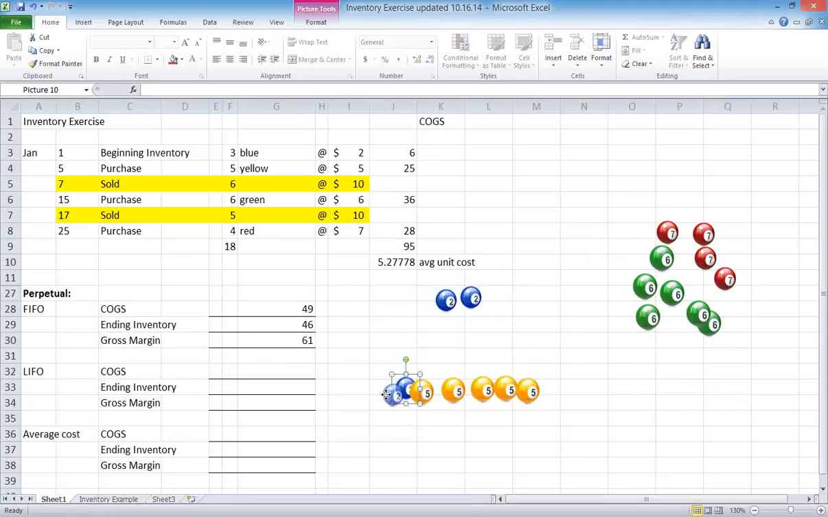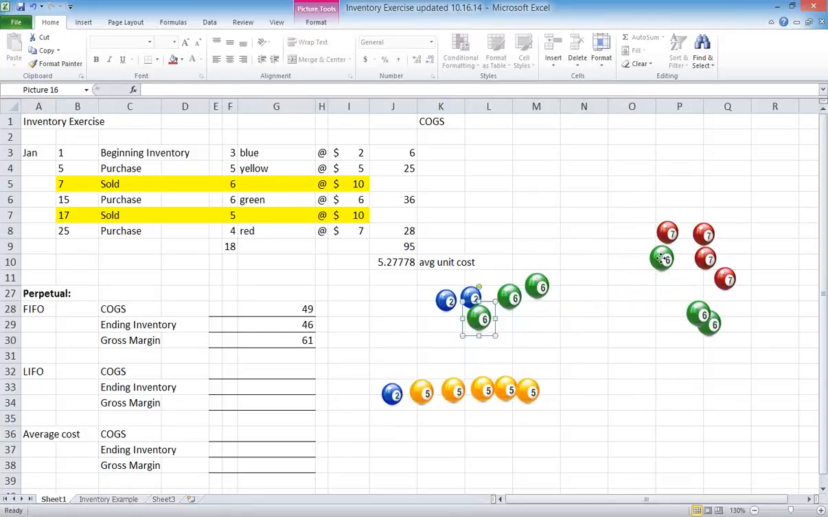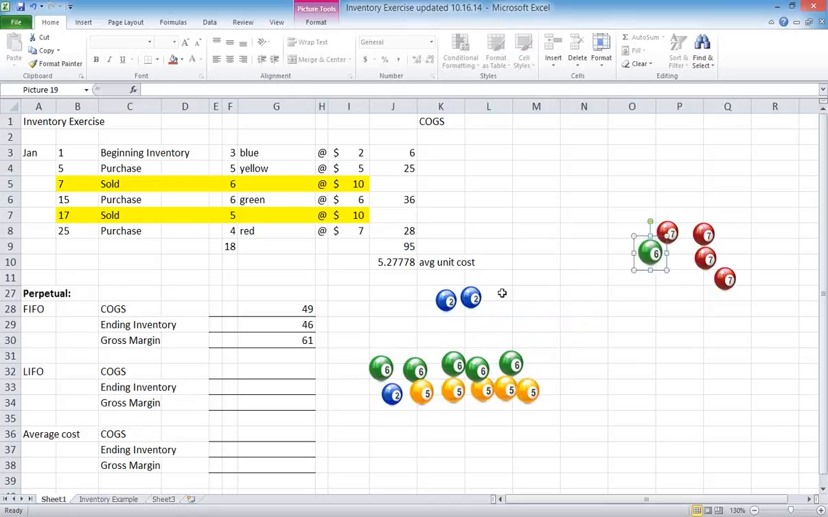So these are my solds down here. Then I bought 6 more. And I sold 5. Which ones did I sell? The last ones I bought. And then I bought 4 more. So these items over here are the cost of my 7 ending inventory items, and these are my cost of goods sold. Can you add those up?